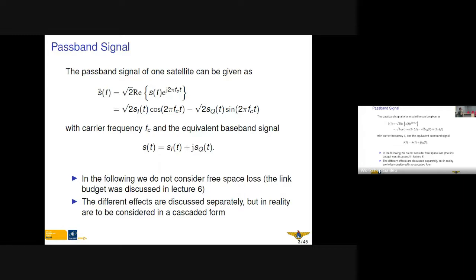So I just give here the message that we don't consider the free space loss, but there is a loss in power that is dependent on the distance between the transmitter and the receiver, and you need to design your system such that the minimum desired received power is ensured at the receiver. The different effects are discussed separately, but in reality are to be considered in a cascaded form. So we discuss Doppler, ionosphere, troposphere, and multipath.